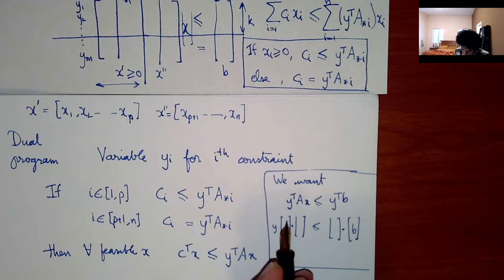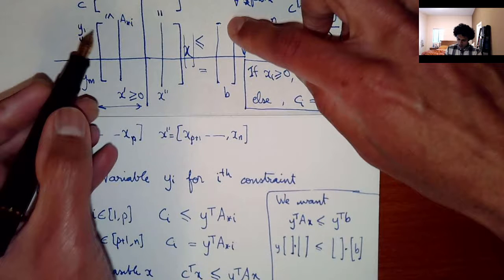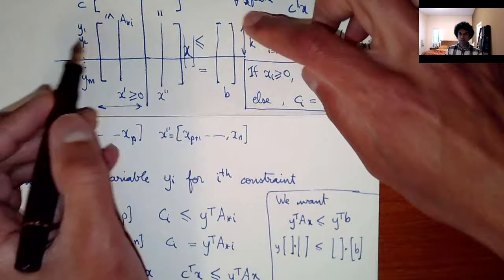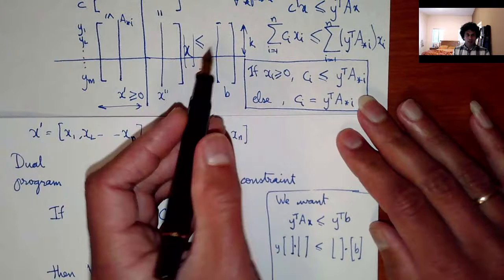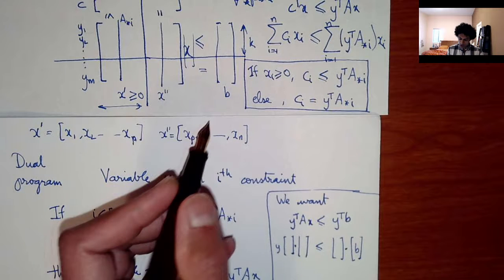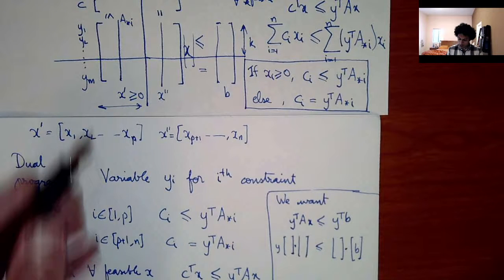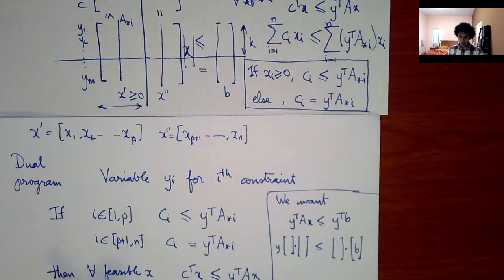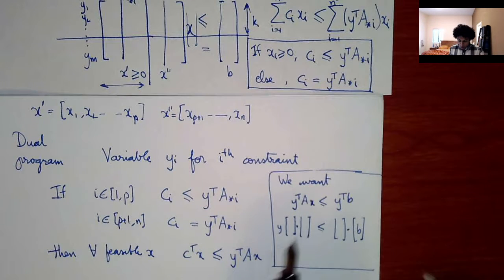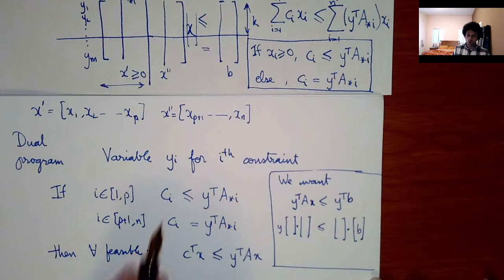But to ensure things coordinate by coordinate, note that one way to think about it is you're multiplying an equation by a variable. If you're multiplying an inequality, you can only multiply it by a non-negative variable. Because if you multiply it by something negative, you'll switch the signs here. Whereas for the equality constraints, you don't care. You can multiply that constraint by anything. So to ensure that y transpose Ax is at most y transpose B, we are going to introduce an additional constraint.